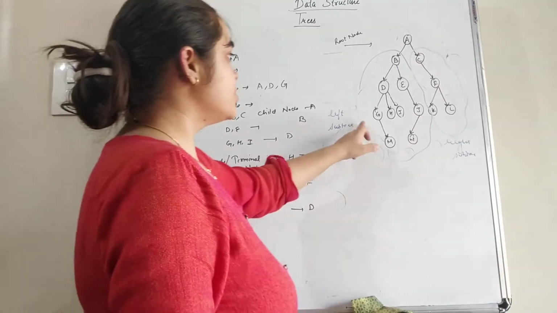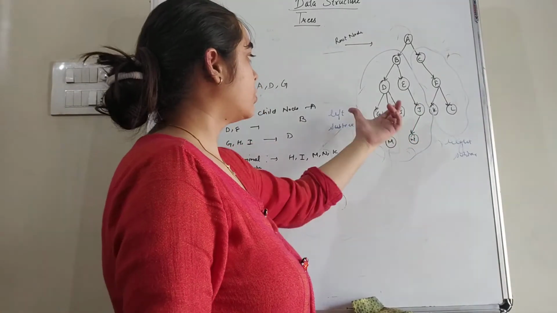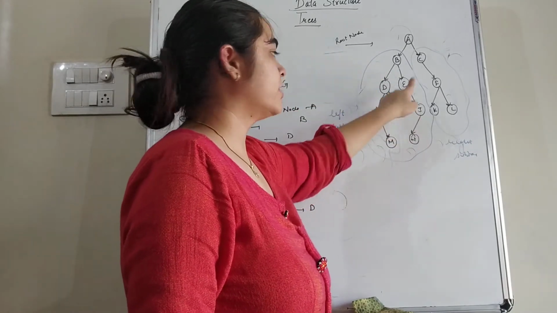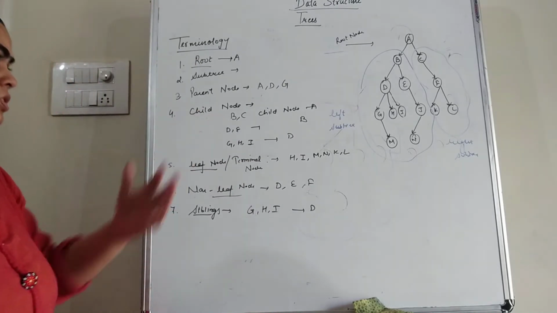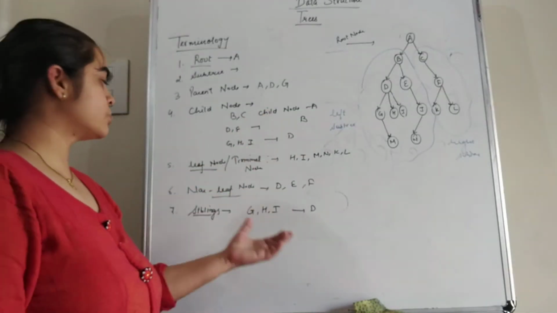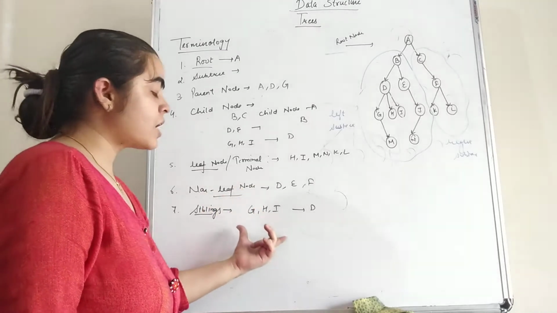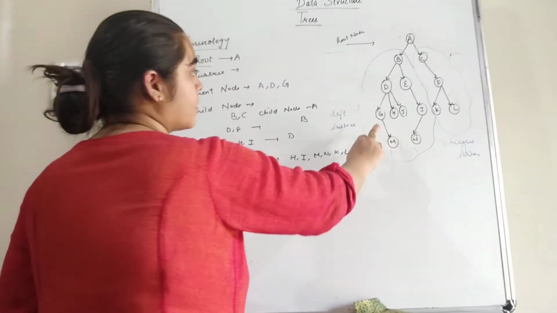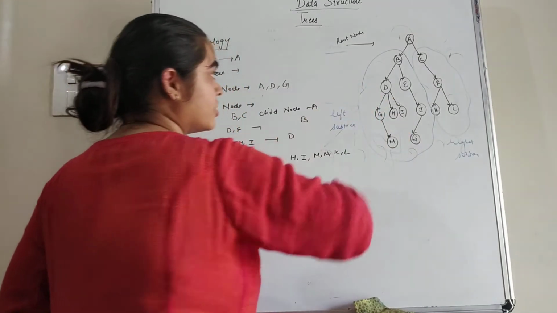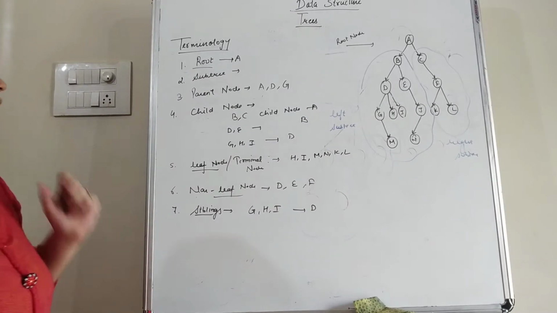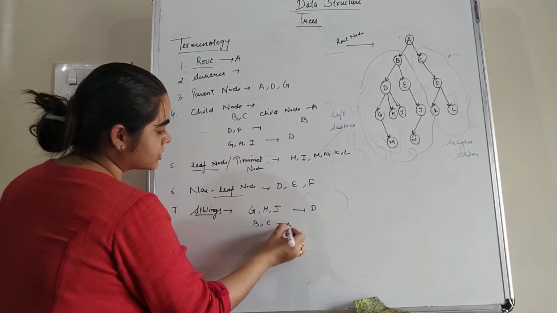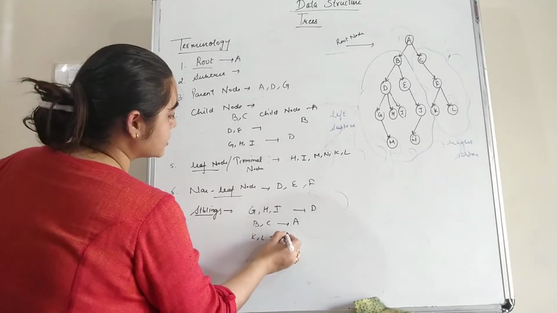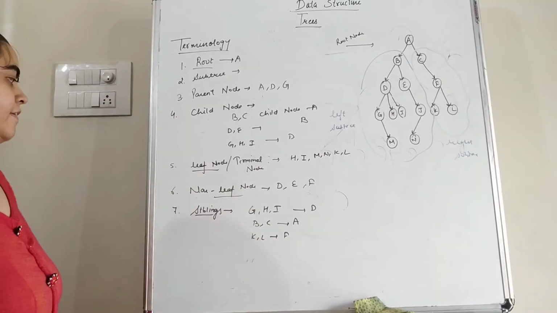But we cannot say G, H, I and J are siblings, because these are cousins: G, H, I have the parent D and J has the parent E. All these nodes have different parent nodes, so they are not siblings. Siblings are the nodes that share a common parent. In this example G, H and I share a common parent, so they are siblings. B and C are siblings because they have a parent A. K and L are siblings with common parent F.